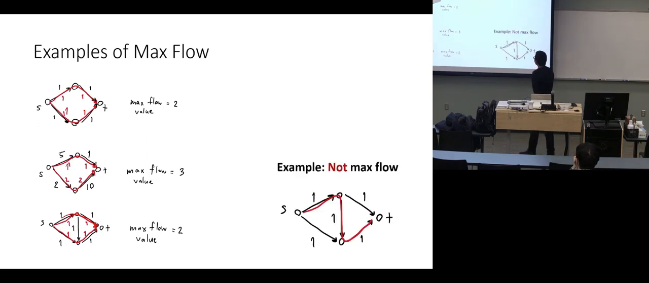And this one is an example of a flow which is not maximum. It's a valid flow because it respects the capacity. I just send through this thing by 1. But it's not maximum because the value is just 1 here. So this is just a bunch of examples.